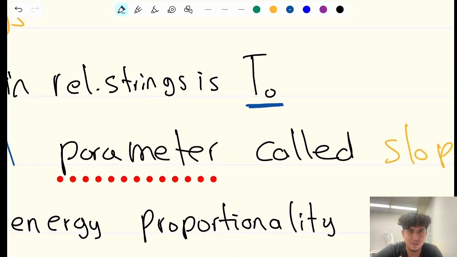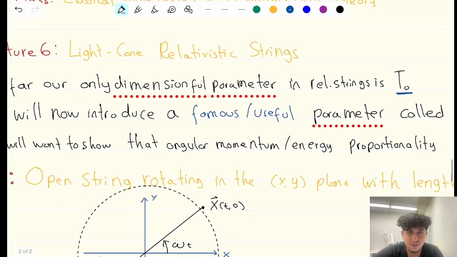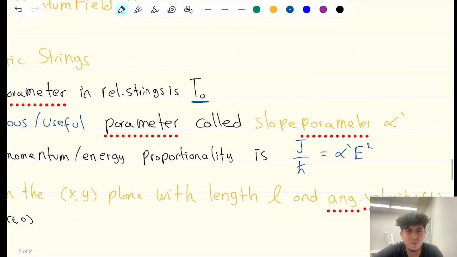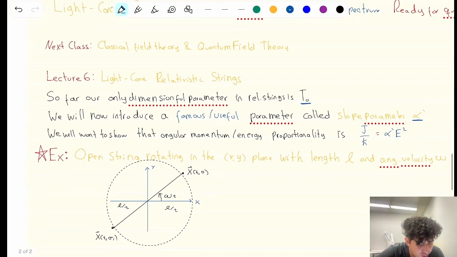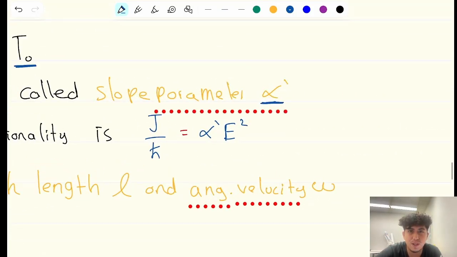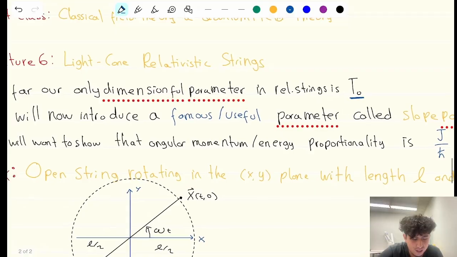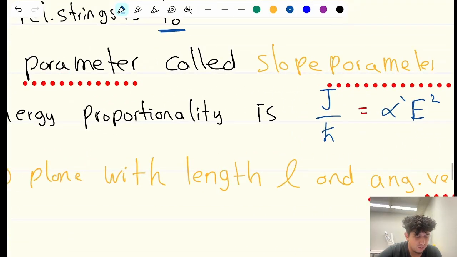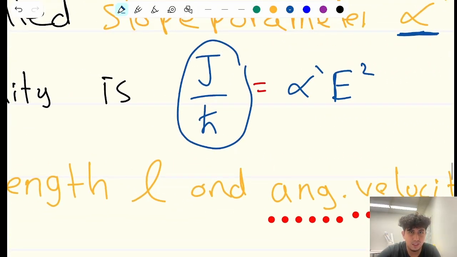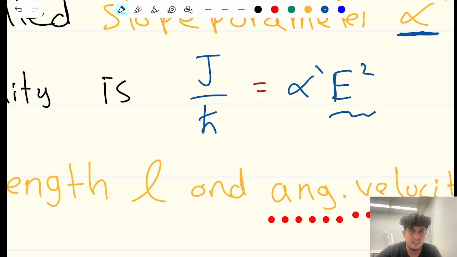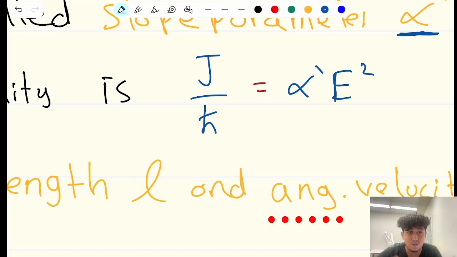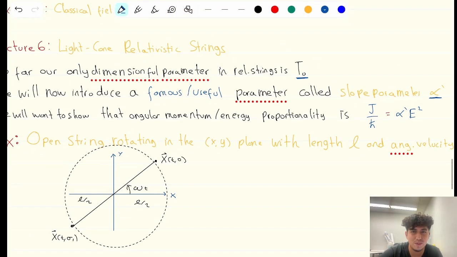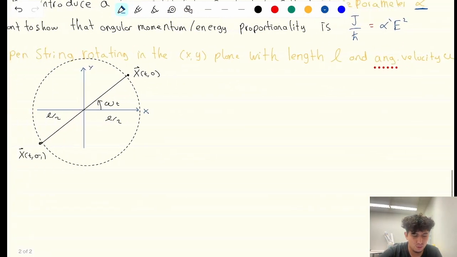Okay, so far we only had one dimensional parameter in our string theory, in the relativistic strings, and that was the tension. We want to change this parameter to the most usual one, just for convention. Most things are written in terms of the slope parameter, so we want to see what the slope parameter is. It's just the proportionality between the angular momentum in units of h bar and the energy squared. I'm going to show you where this slope parameter comes from, where it appears, and what it is equal to, by introducing you to this example.